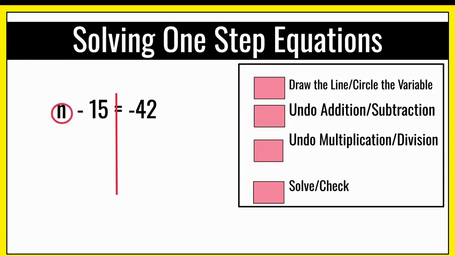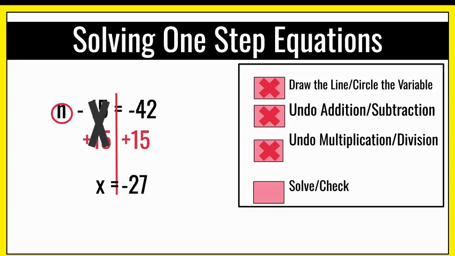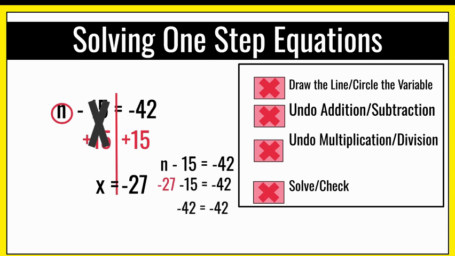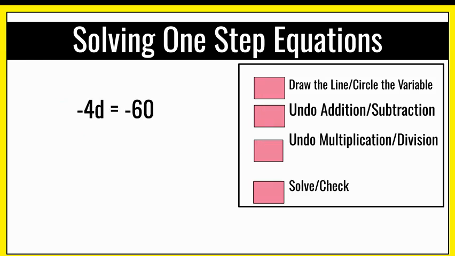The variable I want to interact with here is n. So I can see that 15 is being subtracted from n. So to undo addition and subtraction, I'm going to add 15 to both sides. Negative 15 and positive 15 will cancel. I'm left with n on the left. And then we have negative 42 plus 15, which is negative 27. I can check to make sure I did this correctly just by plugging in my answer. Negative 27 minus 15 is negative 42. And you have a calculator to help you solve that.